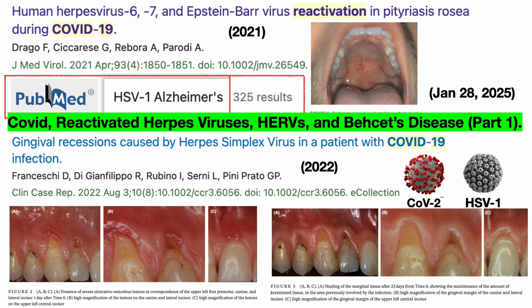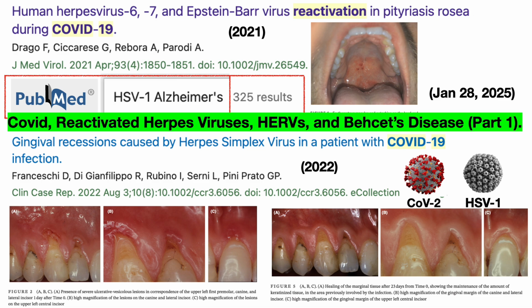Now, if you look on PubMed for a different human herpes virus, it's human herpes virus 1, which is known as herpes simplex virus 1, HSV1. If you look for HSV1 in Alzheimer's, you'll find 325 results. This is because HSV1 is now recognized as a potential or key driver of Alzheimer's.